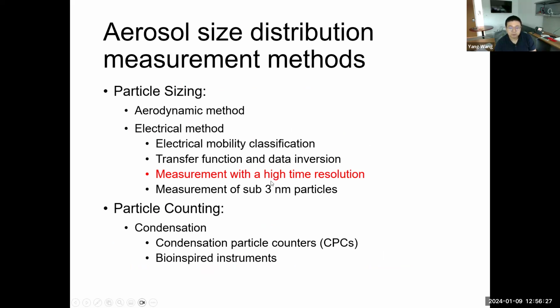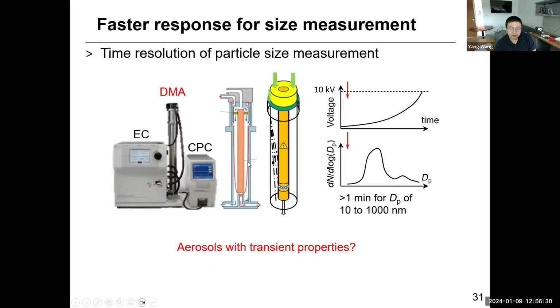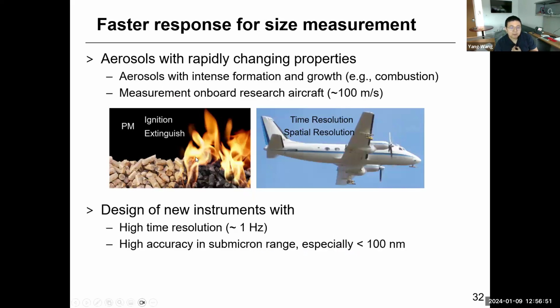First is the measurement with a high time resolution. If we go back to the SMPS operation, you have to scan the size distribution. If you have operated the SMPS system, you know that this normally takes 1 minute for the entire scan, right? The newer model can give you a 30-second scan, but it's still a relatively long time if you're considering very transient processes. For example, if you're interested in aerosols with intense formation and growth, such as combustion, because the aerosols formed at the ignition or extinguishing process may be very different compared to the steady state burning condition.